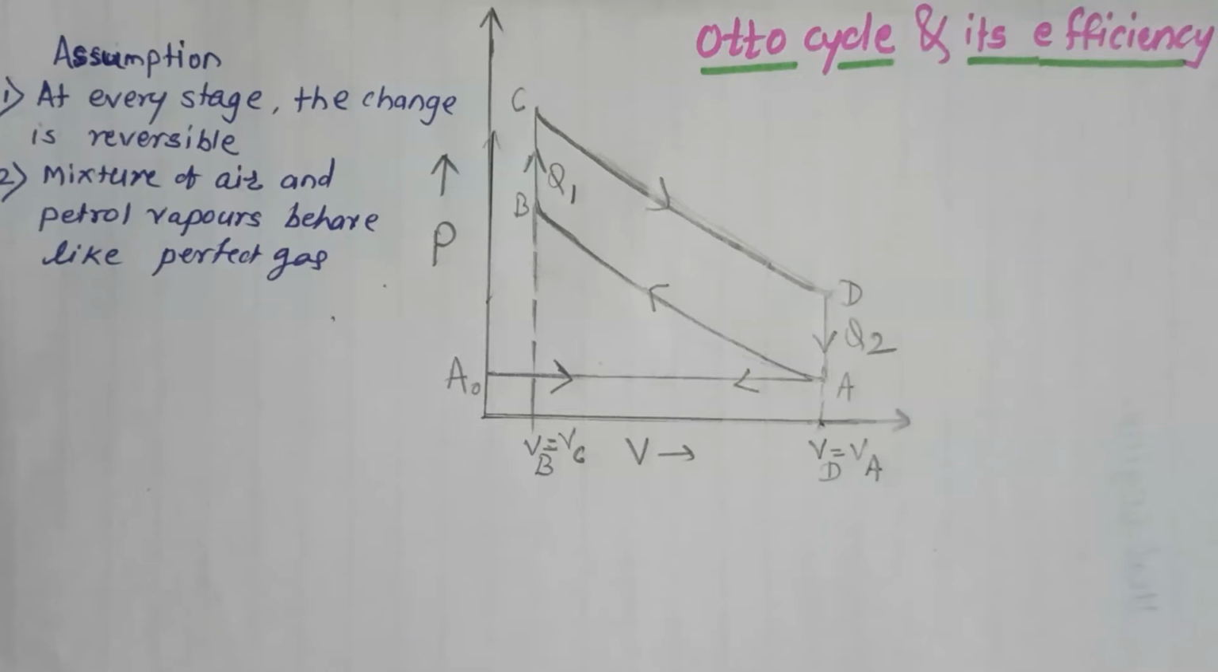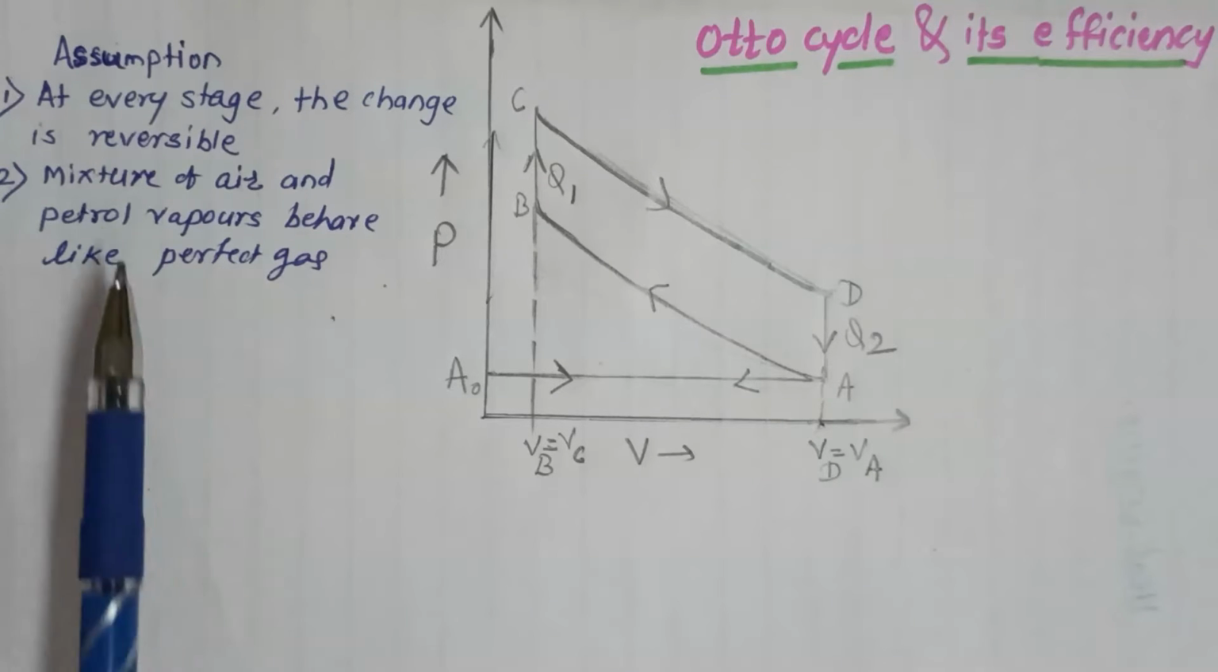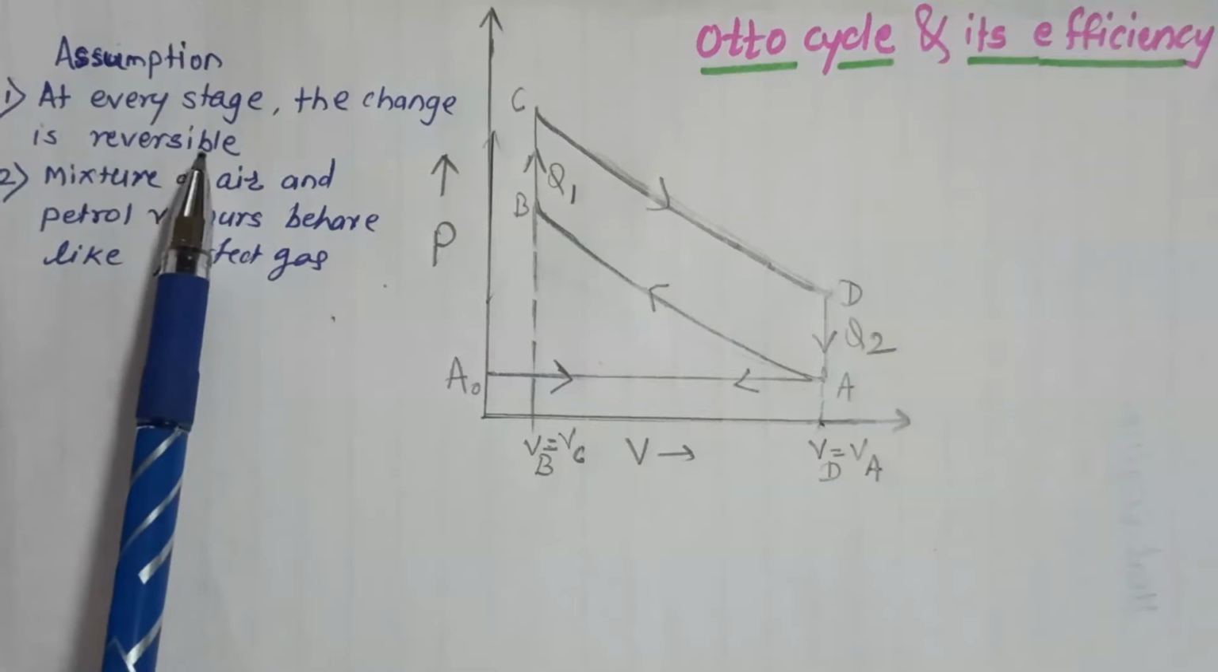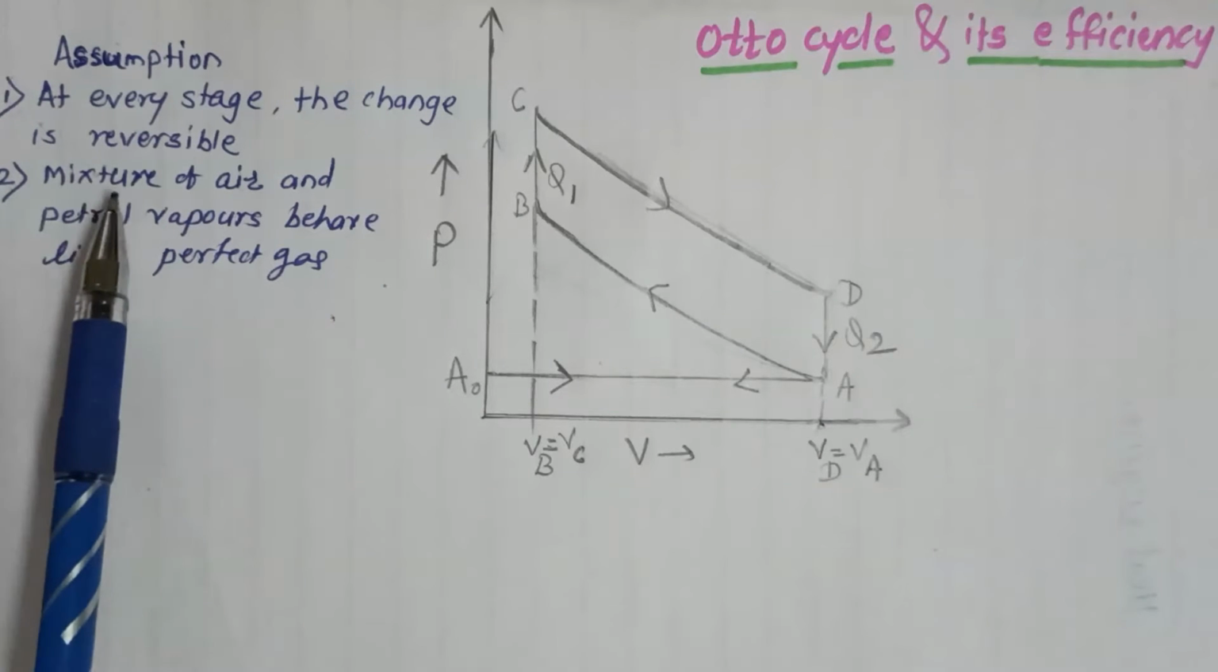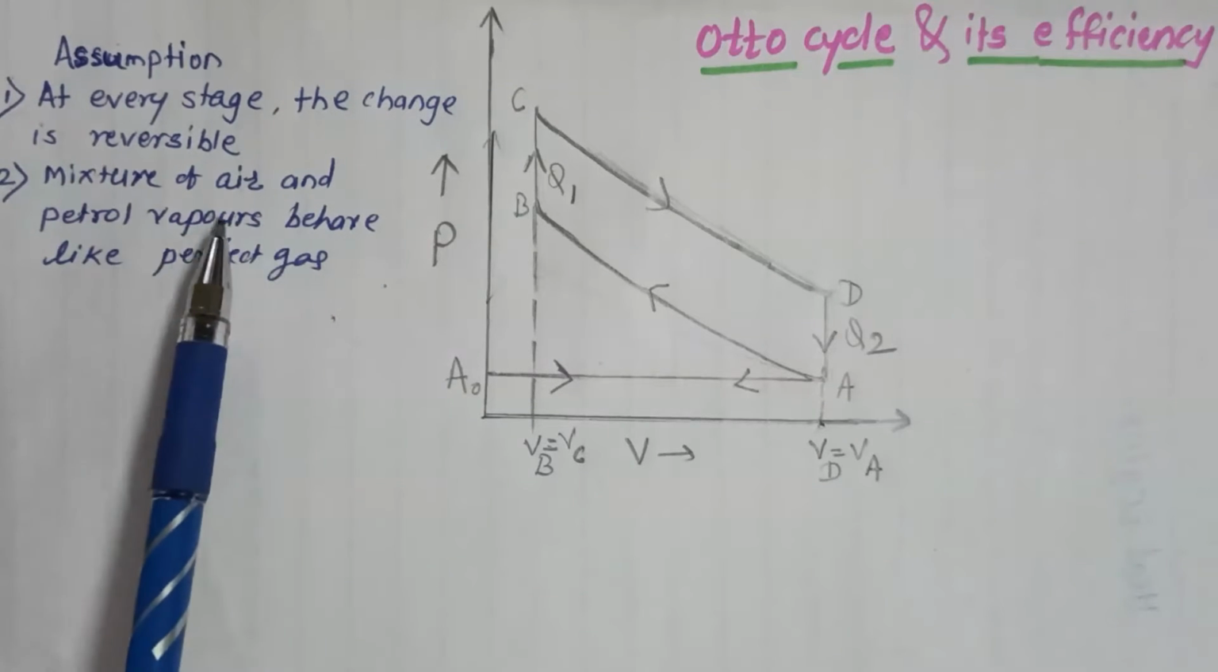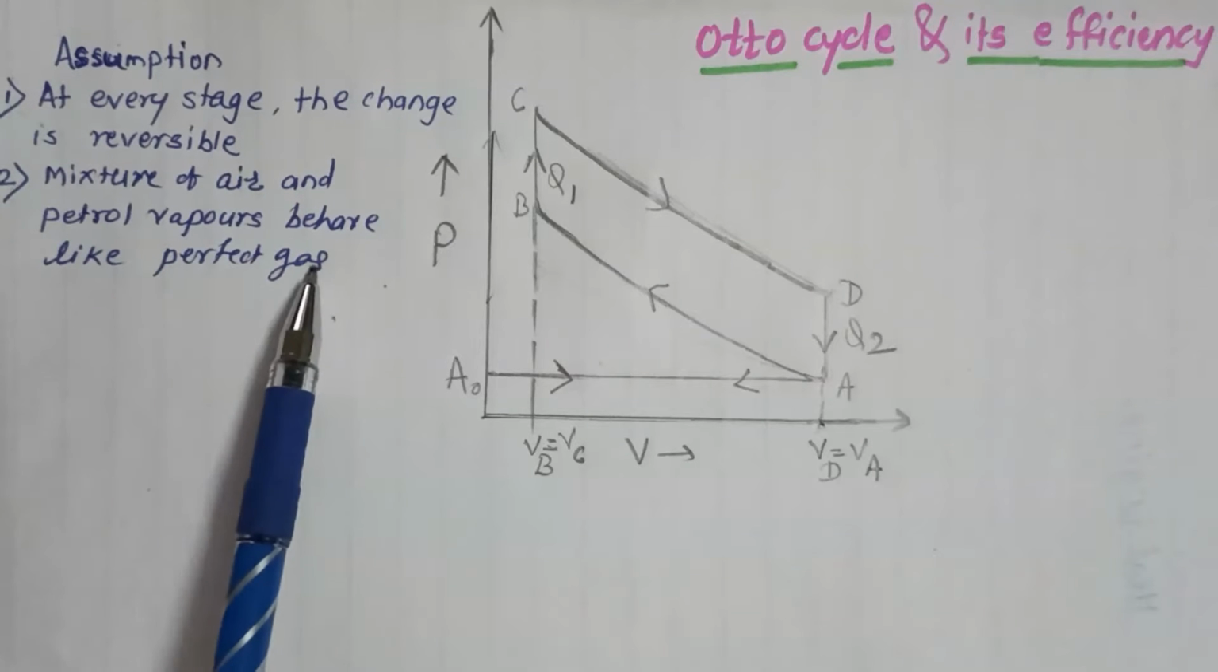Hi students, today we will study Otto cycle and its efficiency. The expression for efficiency of the engine is based on two assumptions. First assumption, at every stage the change is reversible, and second, mixture of air and petrol vapor behave like a perfect gas.